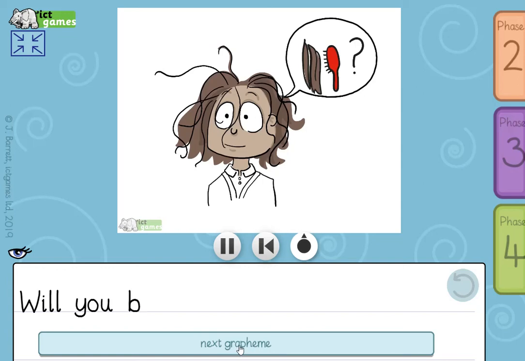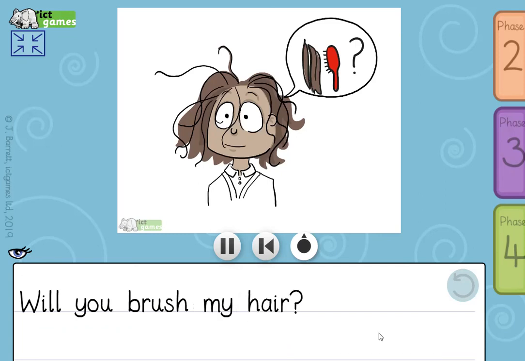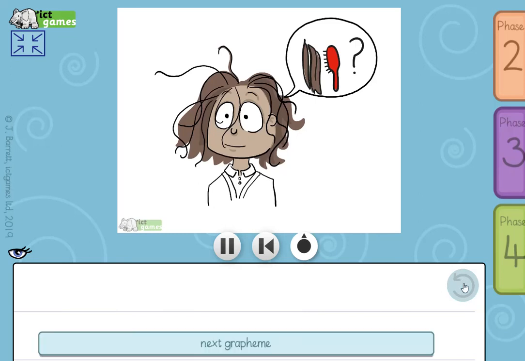Yeah, b. And if you notice, if we were to keep going that way, when we got to this point, b, r, br, what do we need now? Yes, we need the digraph. Sh. So how do we? 2 letters make one sound. Sh. There we go. And you see, when more than one letter makes that sound, it combines them. And if I just dash through this, "Will you brush my hair?" and this button restarts it again, and that's it.